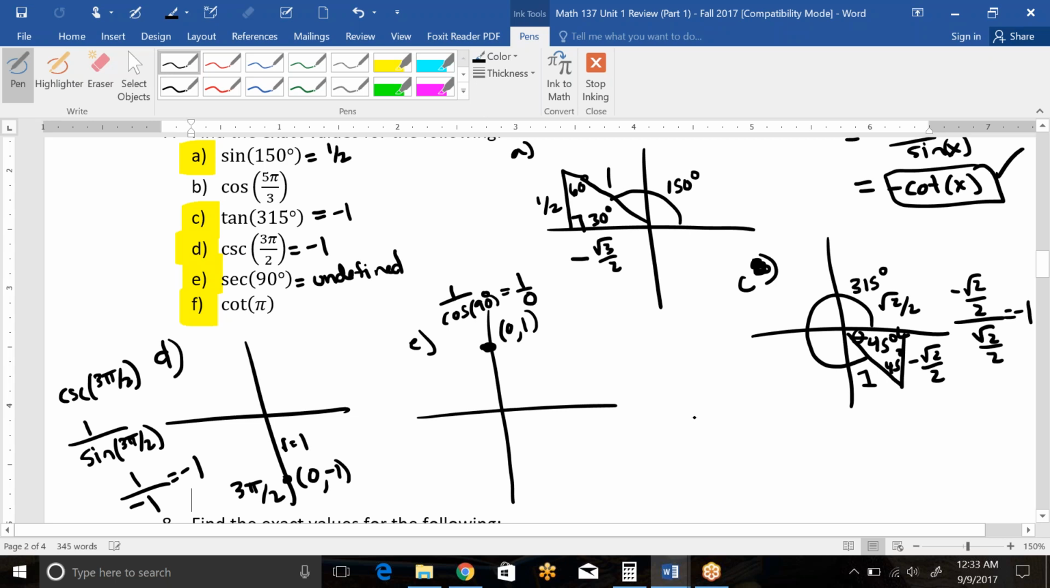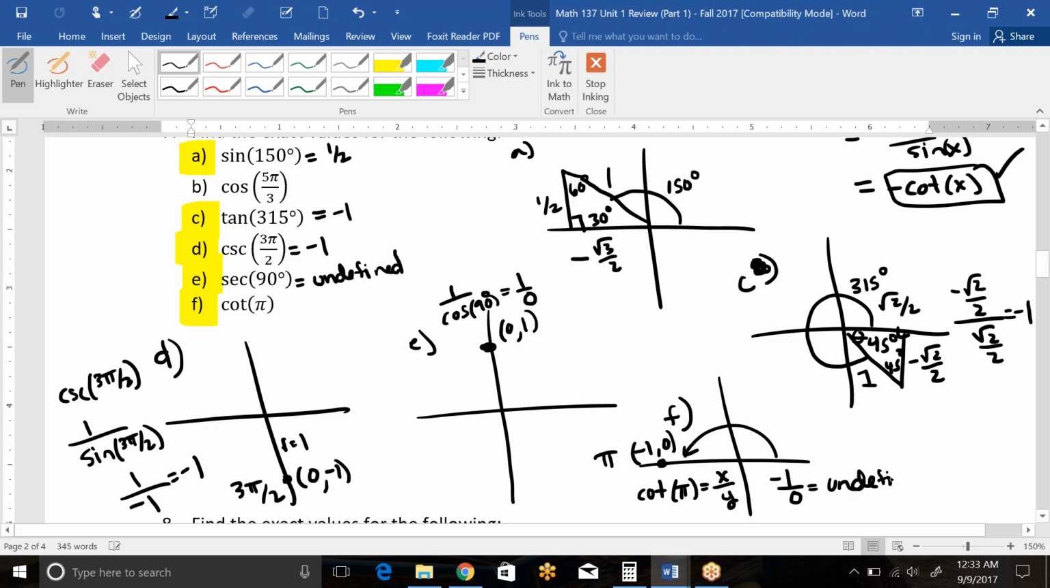And then we have cotangent of pi. So pi is over here, remember, from 0 to 180. And that would be the ordered pair -1, 0. Cotangent is always the x value divided by the y value, because tangent is y divided by x. So x divided by y is also -1 but divided by 0, so that's undefined. So those last two are both undefined.